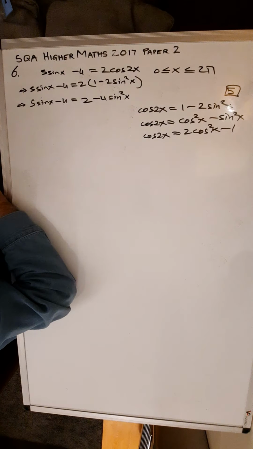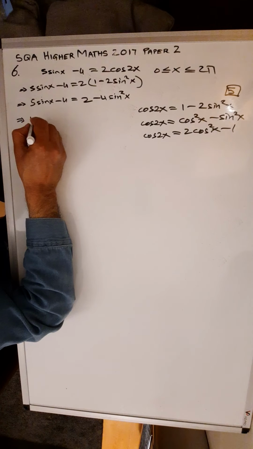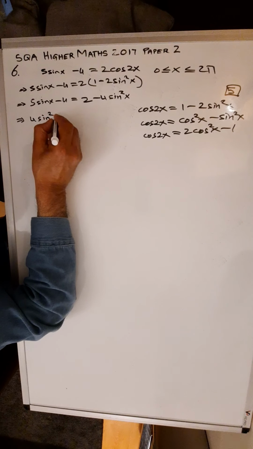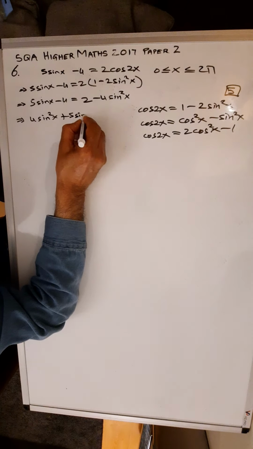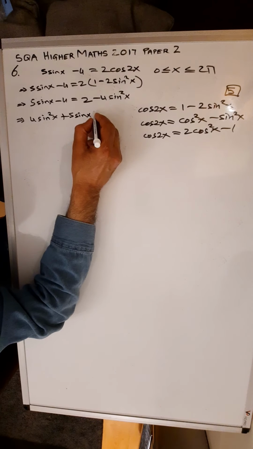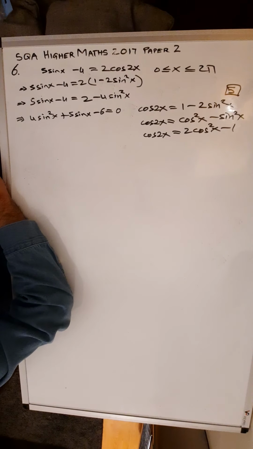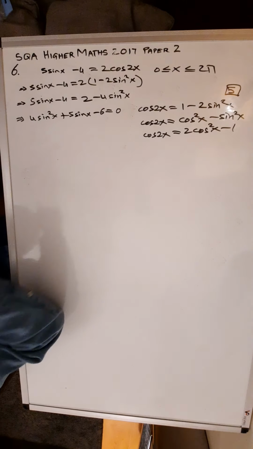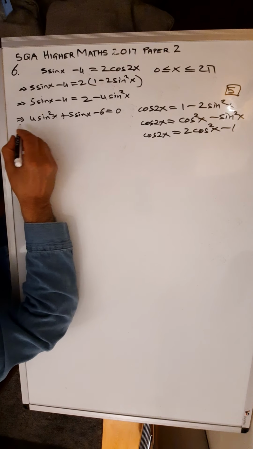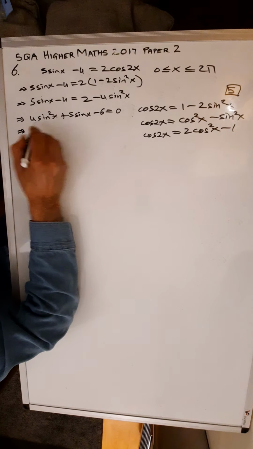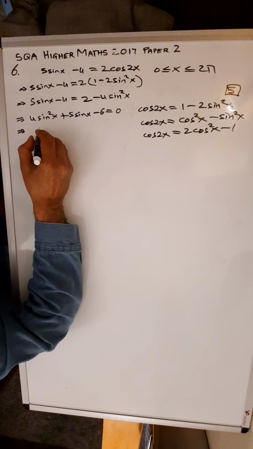Now you bring everything to the right hand side. So that means that 4 sin squared x plus 5 sin x minus 4 minus 2 is minus 6, that equals 0. Now you need to factorize it. So you're looking for factors of 6 and 4, etc. So you need to find the terms which would give you 5 sin x in the middle. Let's try.